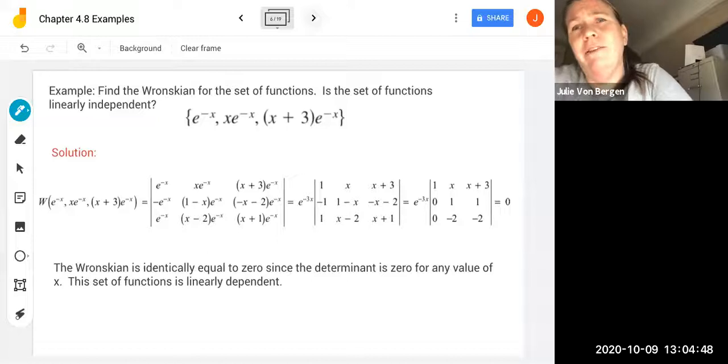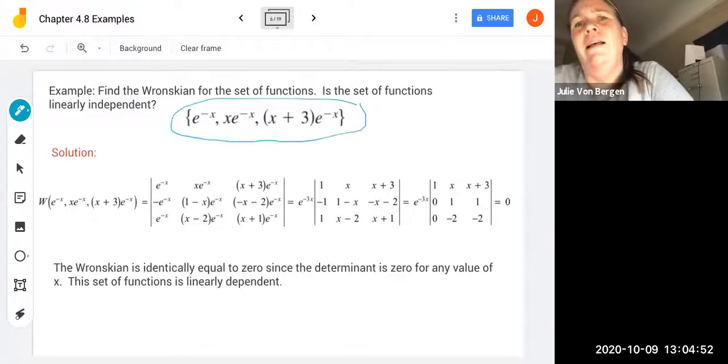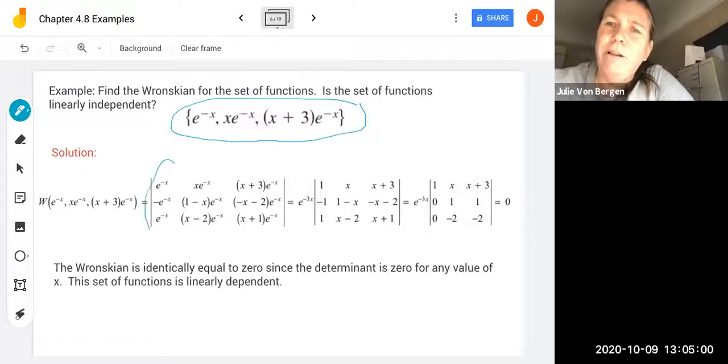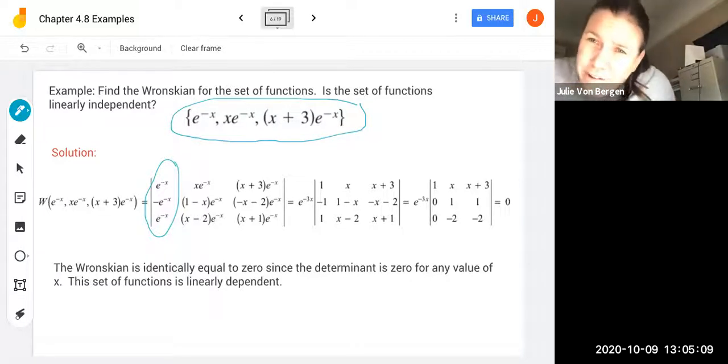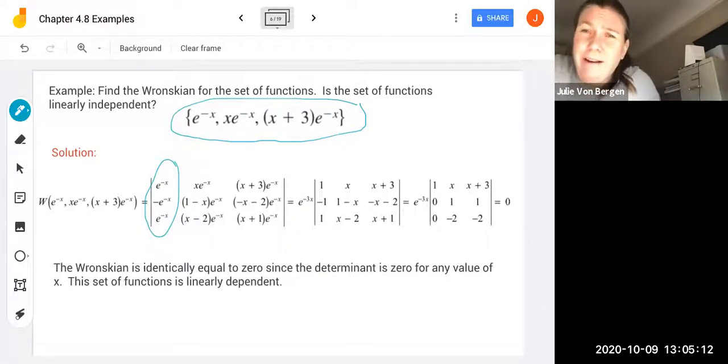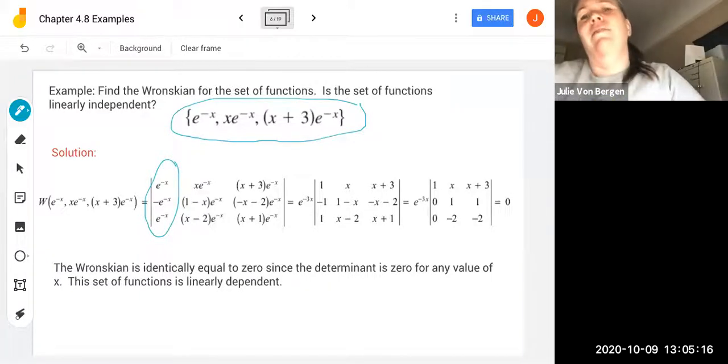Okay, so we're going to test this out. We're going to find the Wronskian for this set of functions, and then we're going to see whether this set is linearly independent or not. Our first function is e to the negative x, so the first column of our determinant is all its derivatives. E to the x is our favorite function. E to the negative x might be our second favorite because its derivatives are just e to the negative x and negative e to the negative x rotating, because each time we take a derivative, the sign changes from positive to negative and back and forth.